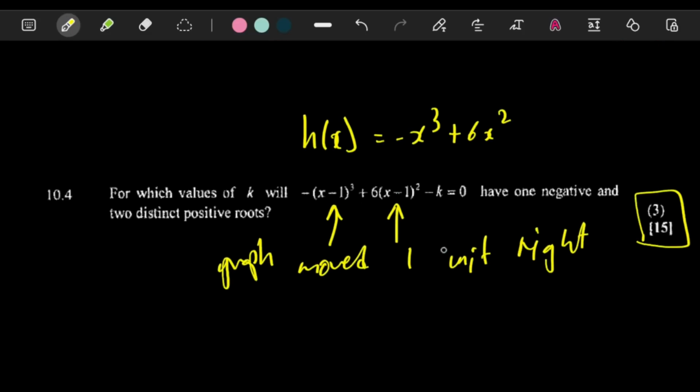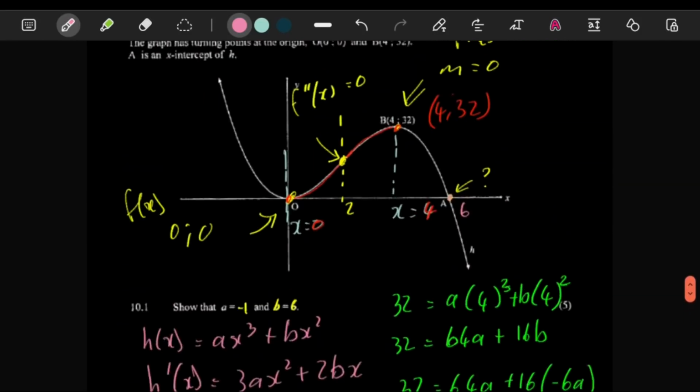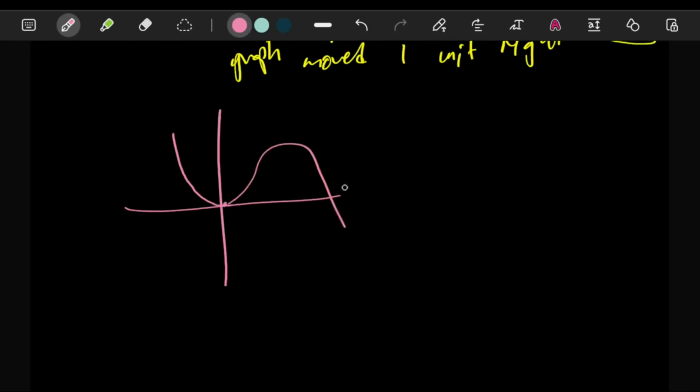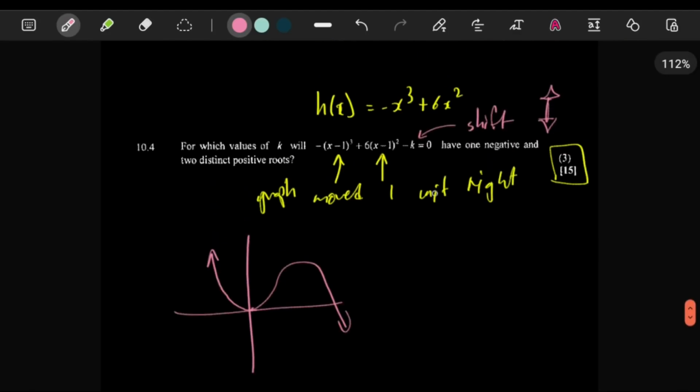Here they moved the graph, and then the k is telling you that it's a shift from top to bottom, vice versa. That's what k is. So if you're looking at the image now, let me just draw the image here and try to replicate it. We have our graph, it looks like this, and then it goes like that. This is what h of x looks like. So this graph is moved to the right 1 unit.